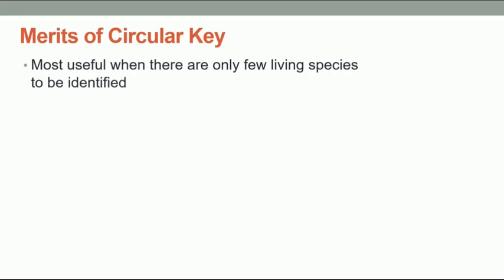Now let's see what are the merits of this circular type of key. First of all, this key has the advantage that if there are few living species to be identified, it becomes a very simple tool to identify the species. Secondly, it is very easy to use. Even a non-taxonomist or non-specialist can easily use the circular key and identify the unknown specimen of organisms. So a non-specialist can use it very easily. So these are the merits.